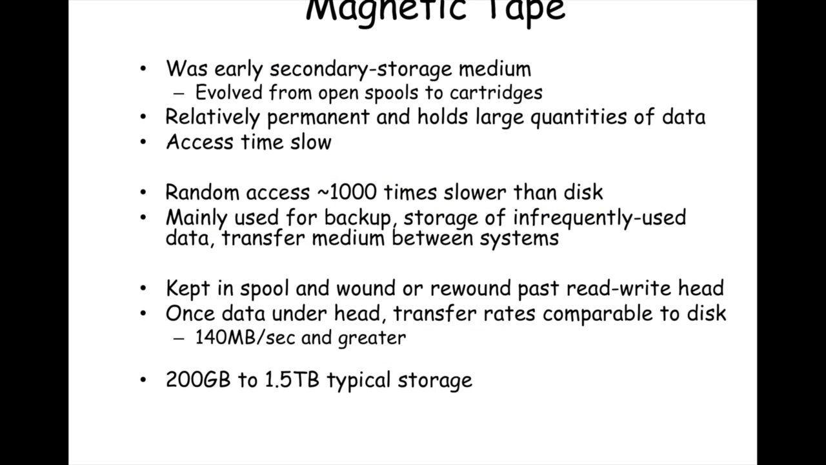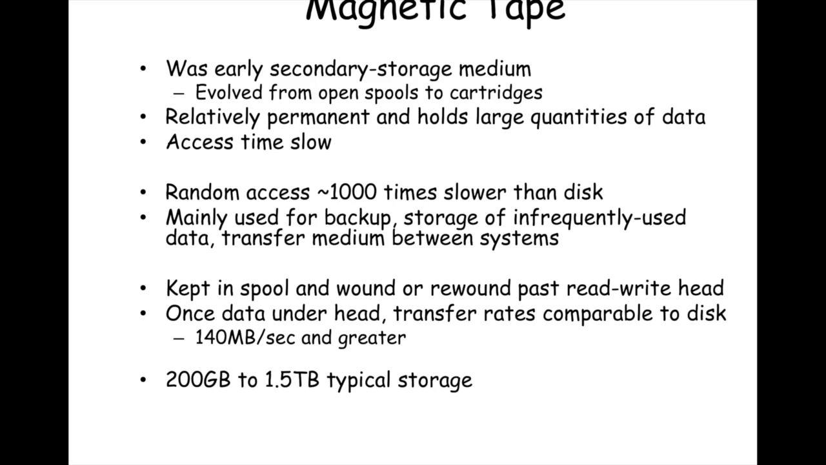And so in the early days, magnetic tape was the storage mechanism of choice, and this evolved from large spools to cartridges that contain smaller spools of this magnetic tape on which the information is stored. And this is relatively permanent, lasts for a long time. It can hold large quantities of data, but the problem is the access time is doggedly slow. Of course, the random access for a magnetic tape drive is 3 orders of magnitude slower than a disk, so it's very, very slow.